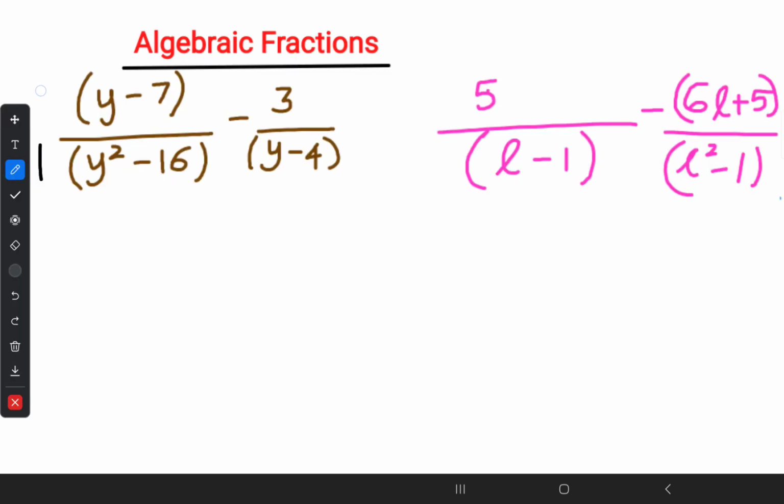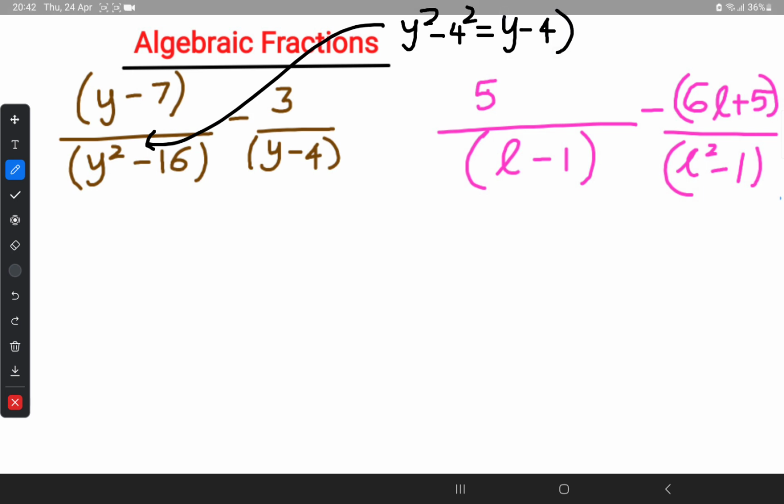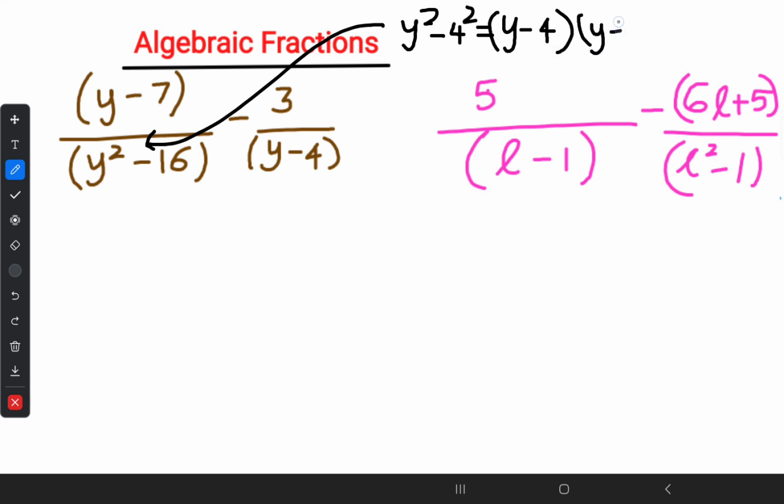Yeah. Question on the left: we can factorize this denominator, y squared minus 16. It can be factorized as y squared minus 4 squared. So it would be y minus 4 times y plus 4. That would be the factorization of the first fraction's denominator. I will write that. In the numerator we have y minus 7. In the denominator we have y minus 4 times y plus 4.